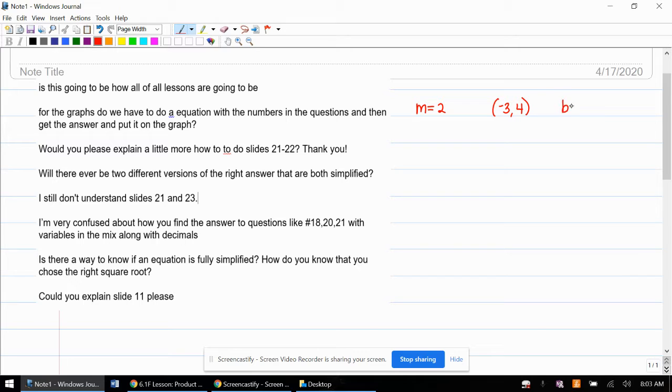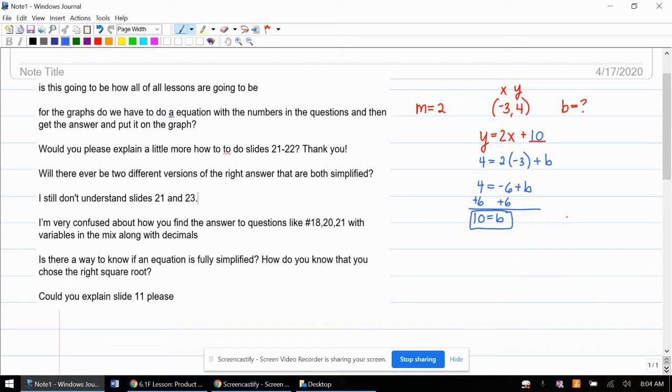Our job in that lesson was to find b and to put all of this back together in an equation that would be y equals 2x plus whatever b was. Could be minus. And so what we did was we picked our point and we plugged it in, which would be 4 equals 2 times negative 3 plus b. 4 equals negative 6 plus b. We added 6 to both sides and we got 10. b equals 10. And then we took 10 and we put it back up here.